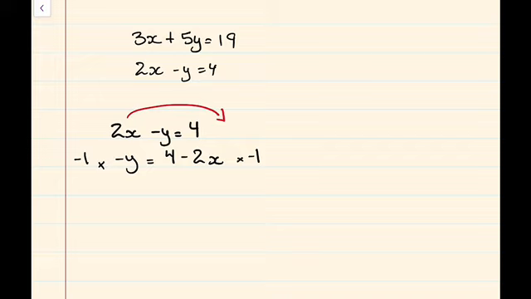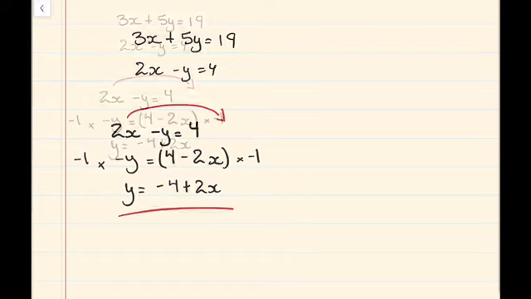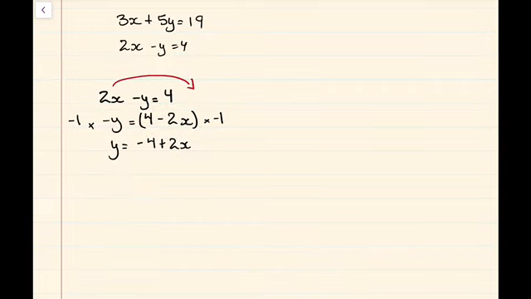So negative 1 times negative y is going to be positive y. And if you multiply this side of the equation by negative 1, then we're going to have negative 4 plus 2x. And that's going to be equal to y. Okay? So now that we found that y is equal to negative 4 plus 2x, we're going to substitute the expression from step 1 into the other equation.